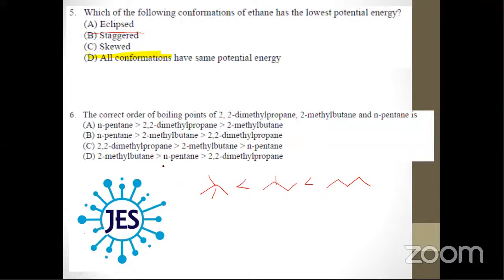It's option A, we'll just highlight it. n-pentane, 2,2-dimethyl propane, 2-methyl butane. These represent the boiling points in decreasing order, right?